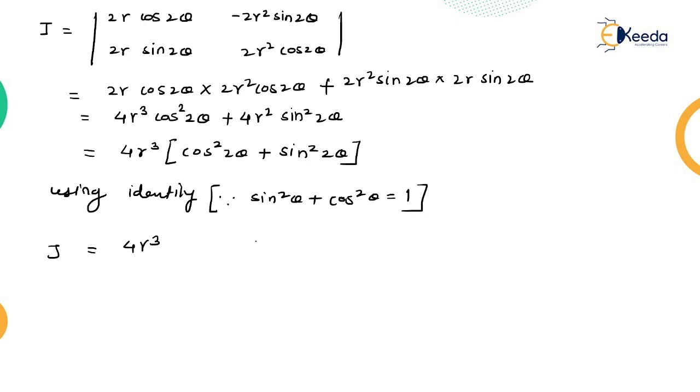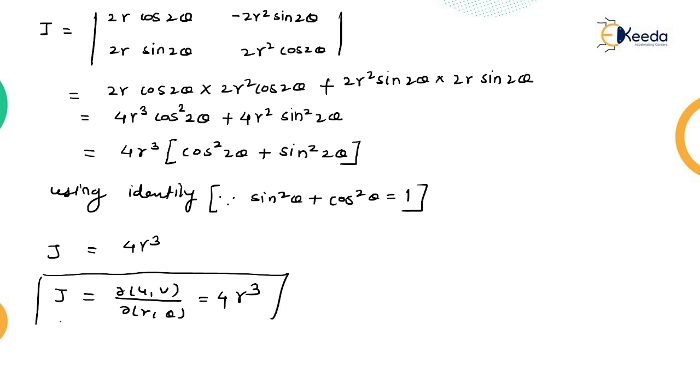Jacobian is equal to 4r cube means the Jacobian, that is del(u,v) upon del(r,theta), takes the value 4r cube, and hence this is the result. I hope you have understood this.